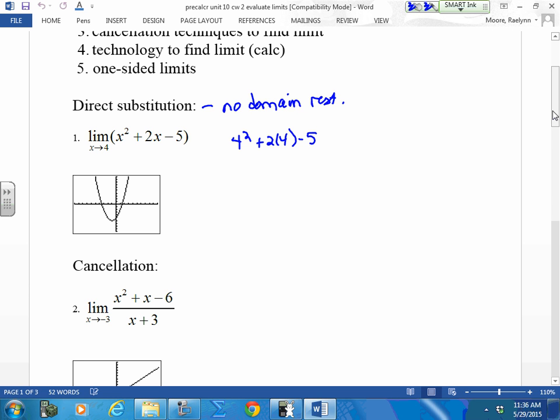So this will give us 16 plus 8, 24 minus 5. Our limit is 19. So as x approaches 4, that's the number. That's the point. 4, 19. It exists. It's there. 4, 19 up here somewhere. It exists. Your limit can be there. It still is the limit for that number.